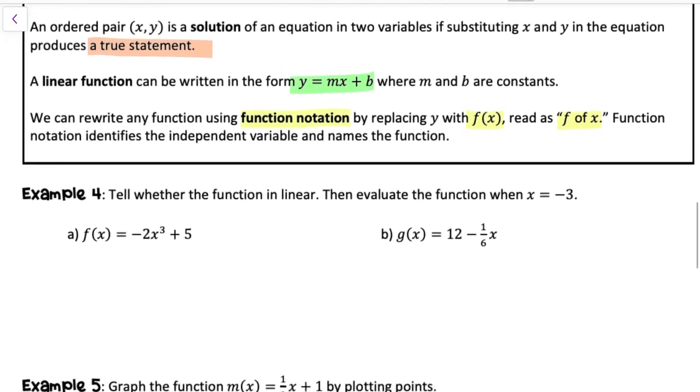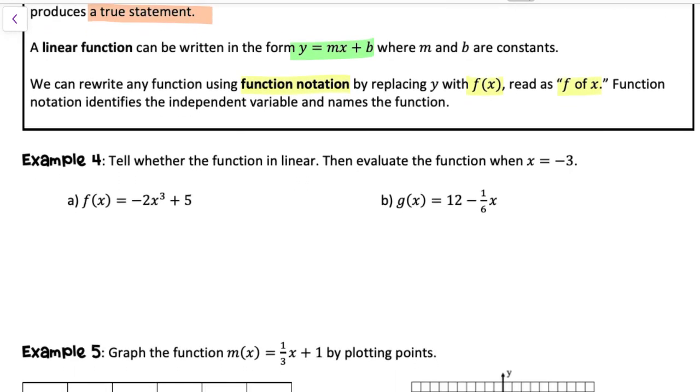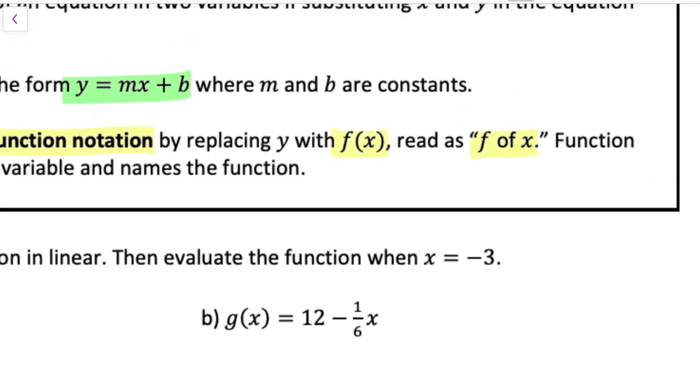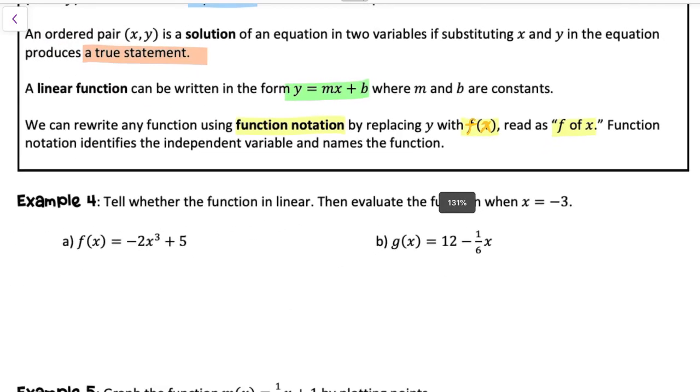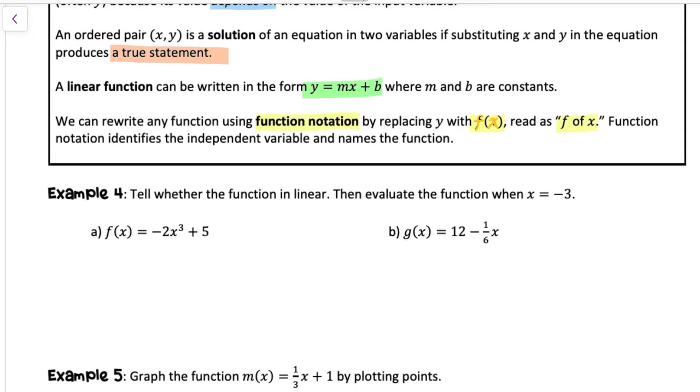Function notation is actually really nice because it tells you your independent variable and it names your function. So f of x means that x is your independent variable, and when you've got a whole bunch of functions, you're talking about, oh, f, this particular function. Sometimes we've got g of x, sometimes we've got k of x, m of x, p of x, whatever. It names your functions different things so you can talk about them simultaneously.